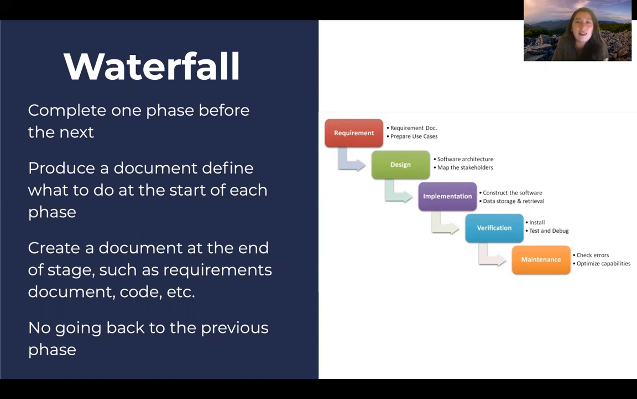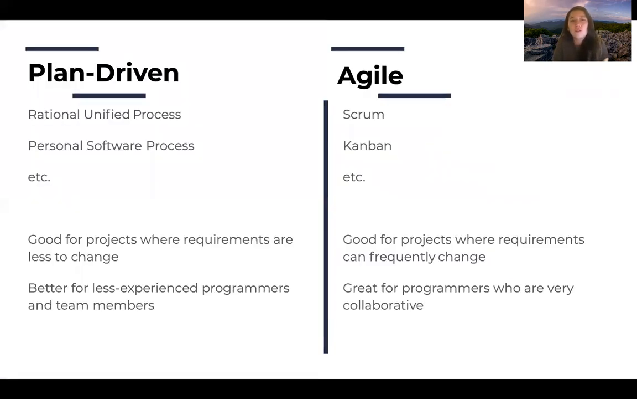So in the software industry we've tried to go through more iterative processes. Two common categories are plan-driven and agile. Plan-driven is the idea that you have a plan that you start with, and you keep that in mind, and you don't do check-ins as often, but you'll check in every once in a while, probably weekly, just to make sure you're staying on track, and then adjusting if anything needs to be changed. This is good for projects where the requirements are less likely to change, and it's better for less experienced programmers and team members because there is more structure to it. Agile is good for projects where requirements can frequently change, and it's also great for programmers who are very collaborative.